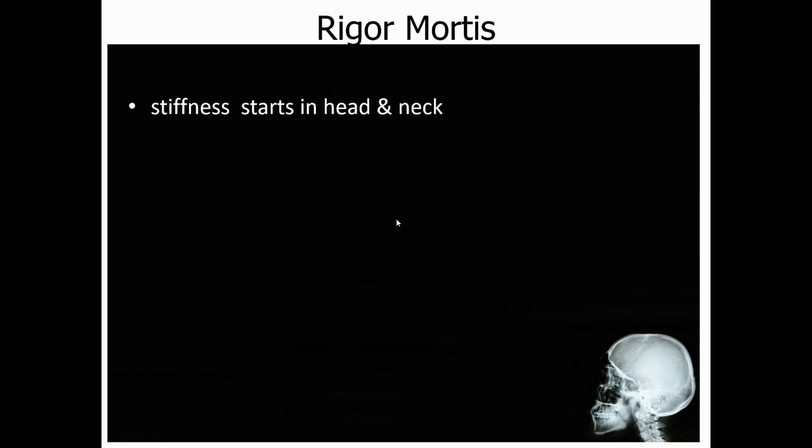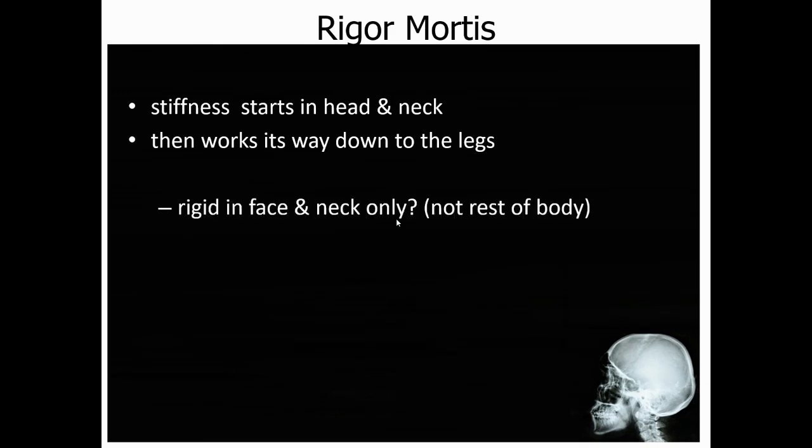And with rigor mortis, that stiffness starts in the head and the neck first, okay? Then it works its way down the torso, all the way to the legs. So if you have a corpse that is rigid in the face and neck only, but not the rest of the body, well, that means the rigor mortis just started. The time of death was just over 2 hours ago.